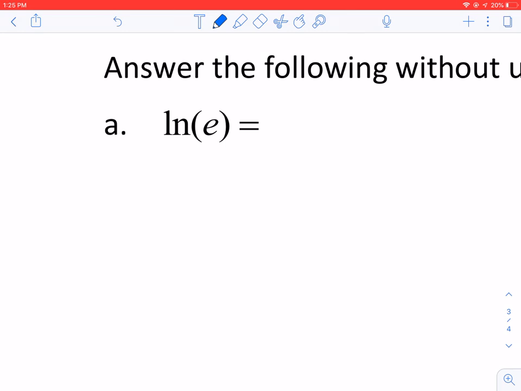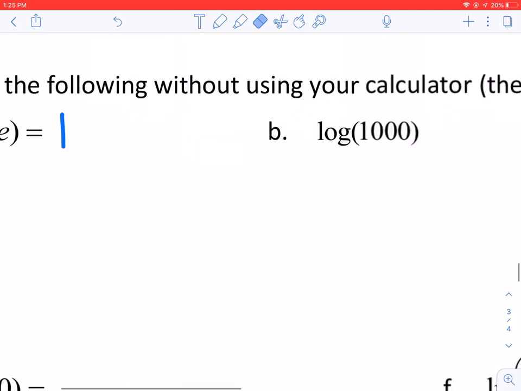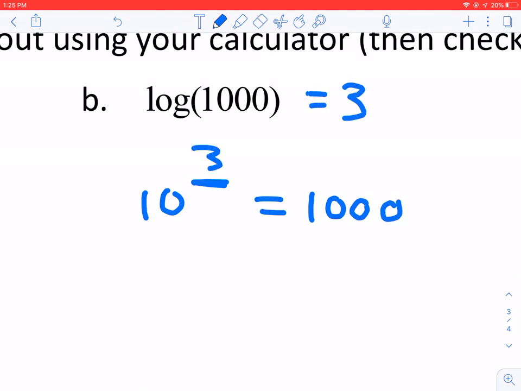So ln of e, right? This means e to the what power. If I make this equal to y, e to the y power equals e, right? The base is e. E to the what power is equal to e. Well, I know e to the first power is equal to e, so ln of e equals 1. All right, log of 1,000. There's no base. That means this is the common log, which means the base is 10. That means 10 to the what power is equal to 1,000. 10 to the third power is equal to 1,000. This is equal to 3.